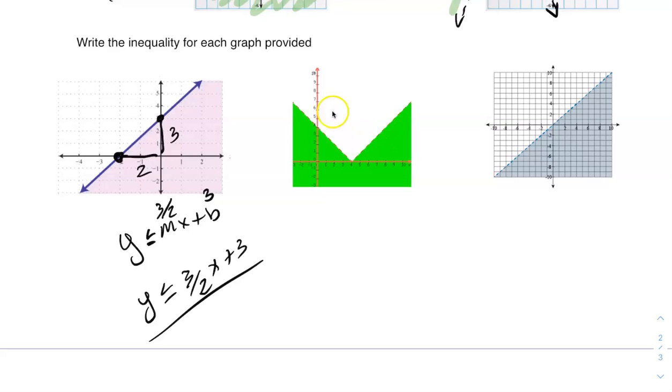Okay, the next one. Well, what type of graph is it? It's an absolute value. So it looks like this. Right? Notice how it's shaded below, so less than, and it's not solid, it's dotted, so it's a less than sign.